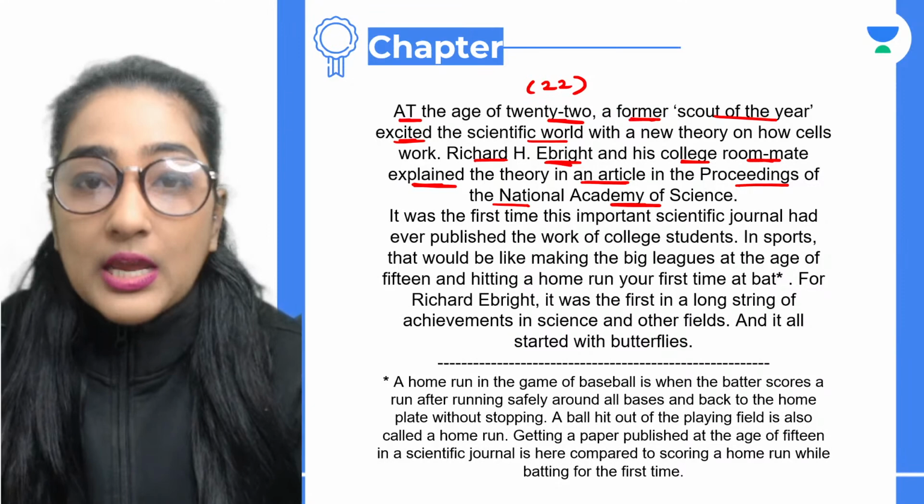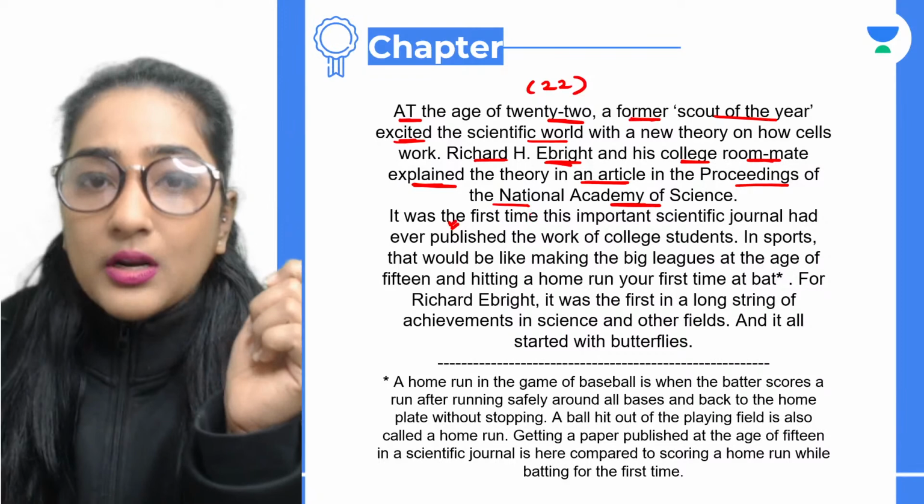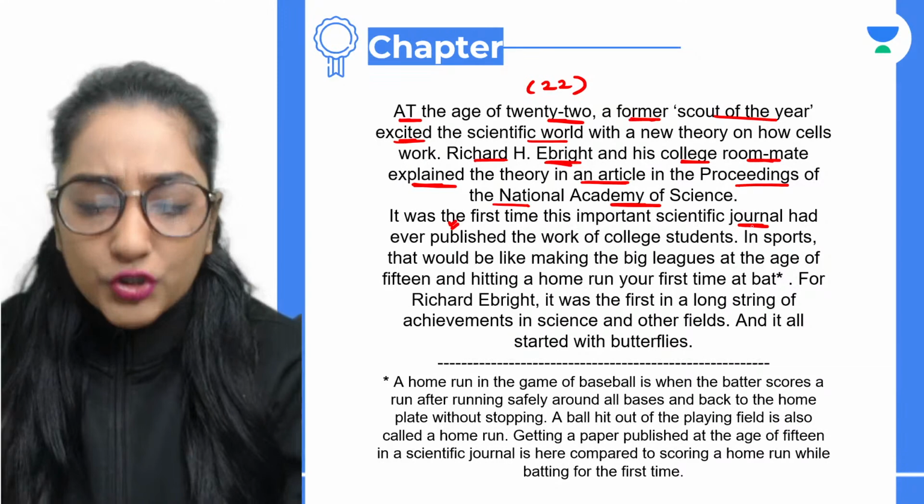Now moving ahead. It was the first time this important scientific journal. Journal, what do you mean by journal, everyone?